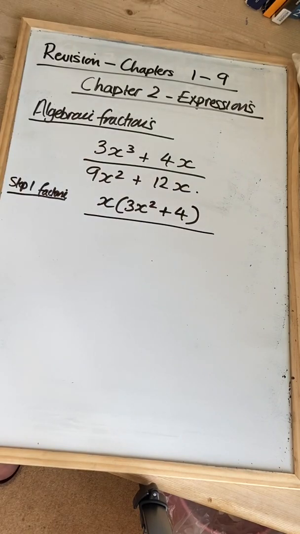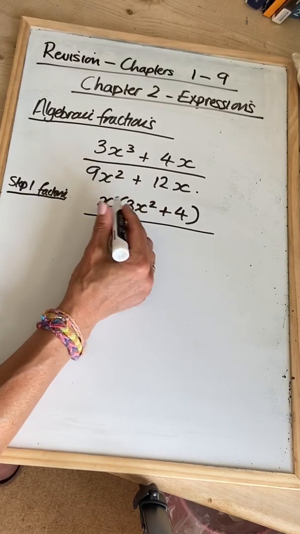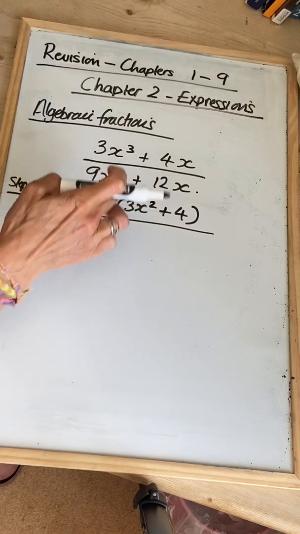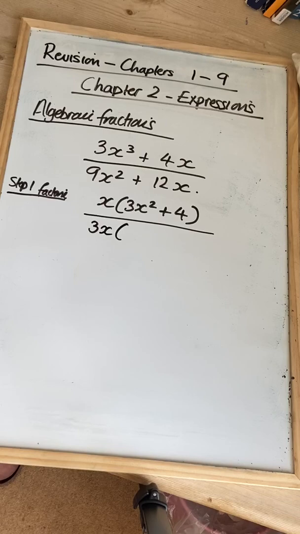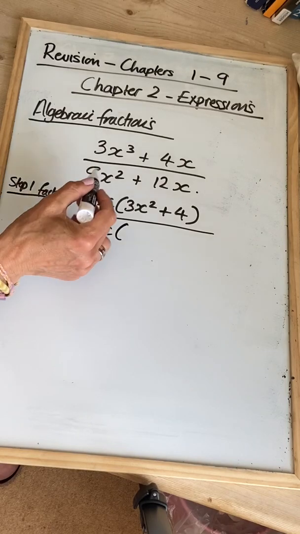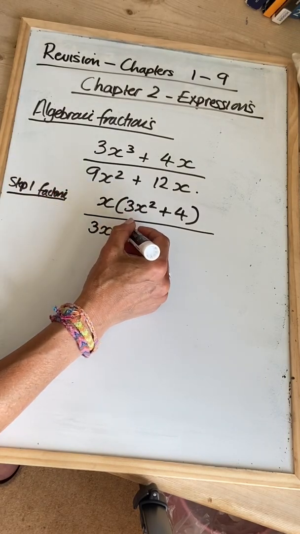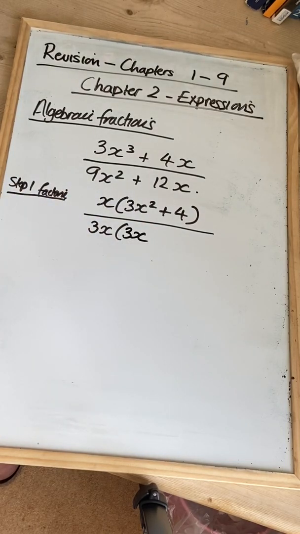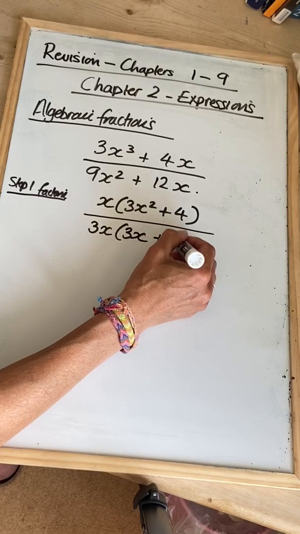So that's my numerator. On my denominator, I've got a 9 and a 12. 9 and 12 are both in the 3 times table, so I can put 3 outside my bracket. And I've got an x in both of those, so the x can go outside the bracket as well. What do I need to multiply 3x by to get 9x squared? Well, I need to multiply the 3 by a 3 and the x by an x, so it ends up being 3x. And over here, I need a 12x, so I'll just put a plus 4.